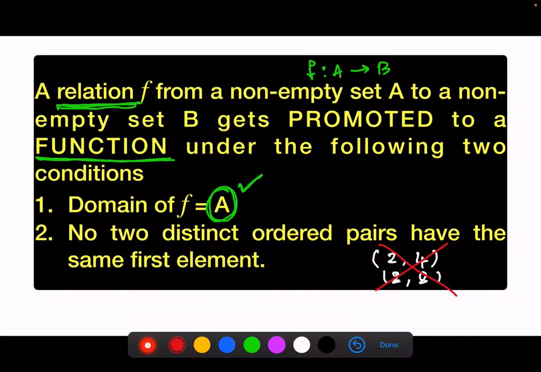Clear? Guys, I'll pause here for a few seconds. Do you understand? We'll take examples. I think we'll first understand it conceptually. Okay, so let's move on.